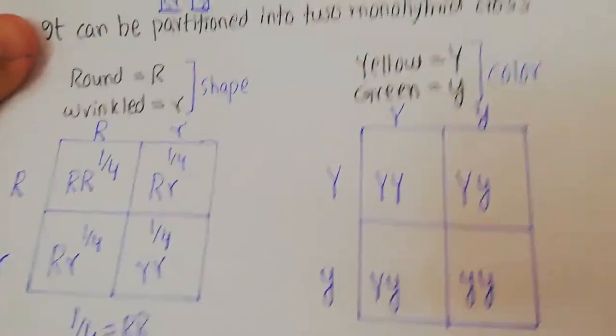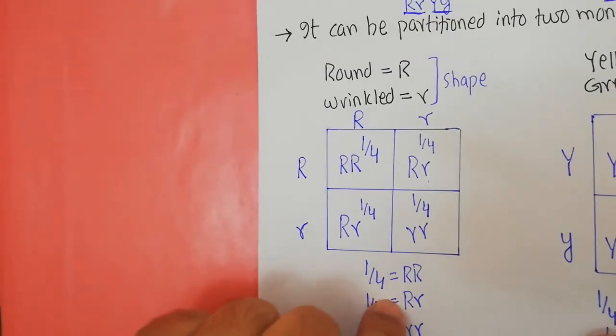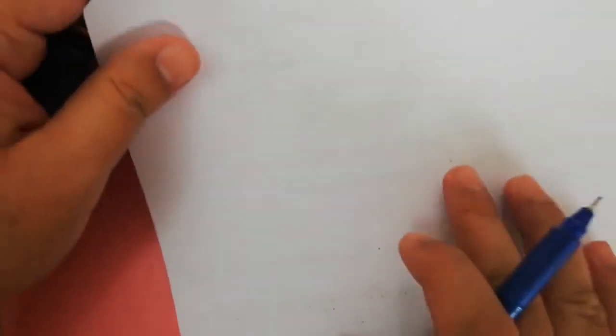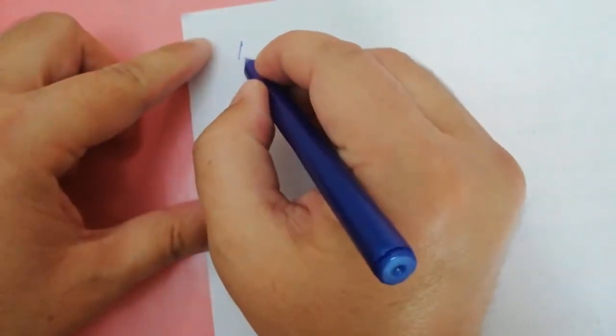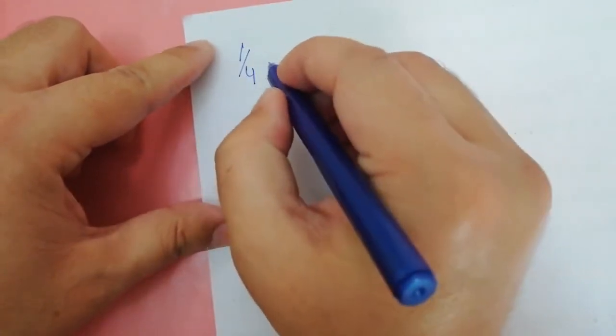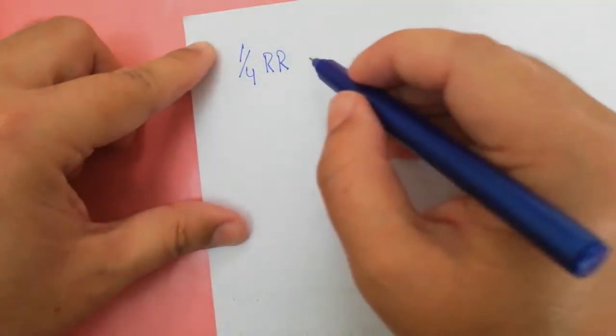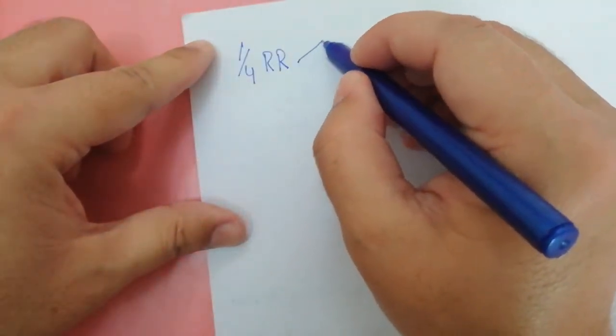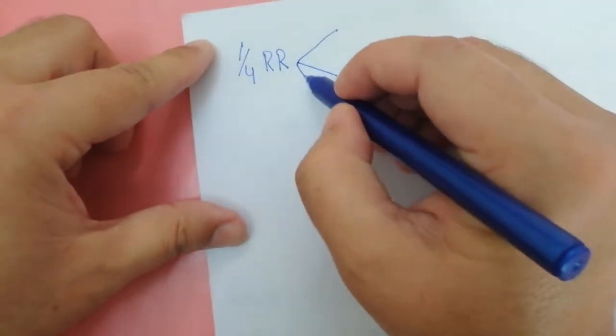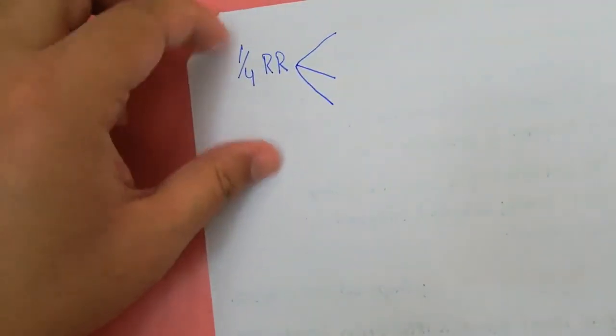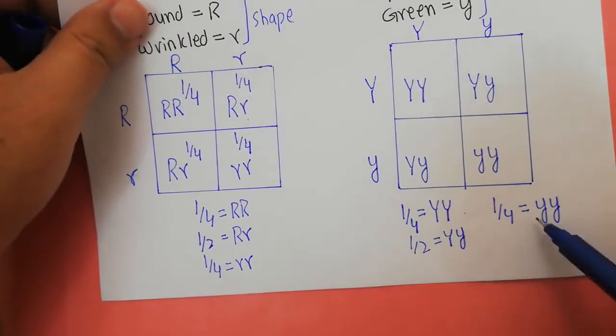Now let us make the fork line method for this. The first thing you have to do is, if you talk about the capital R and the capital R, they make 1/4 of the total offspring. So 1/4 will be the capital R and the capital R. Now you have to make a fork like this. You have to make 3 lines first, and you have to cross this particular genotype with all of the genotypes that you are expecting for the color.